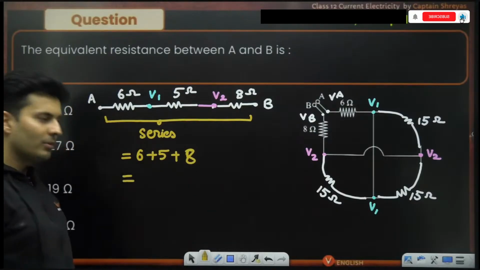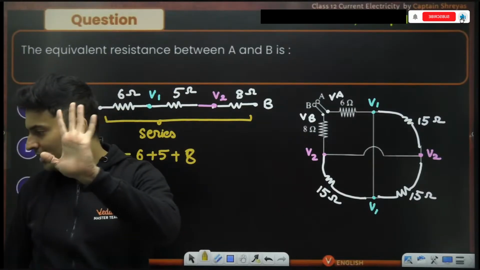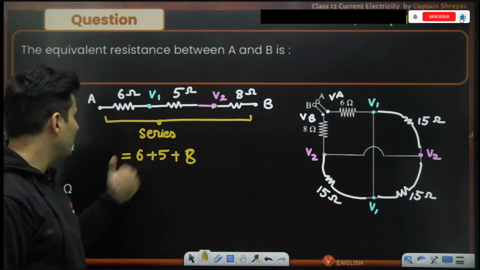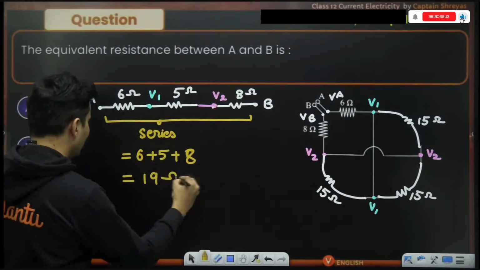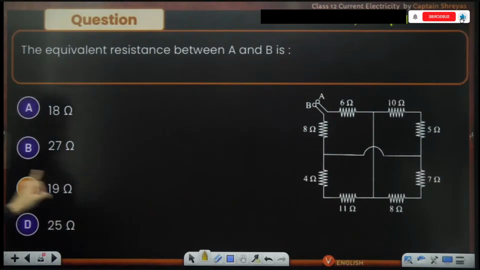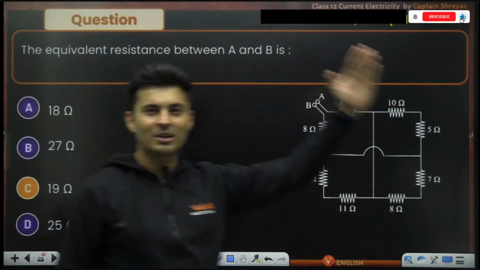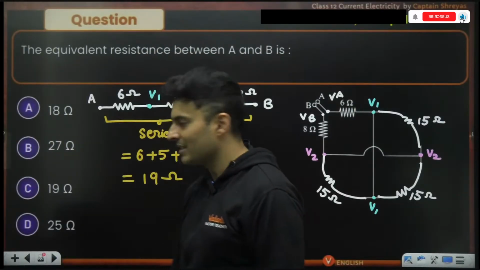Is that right? Everybody with me? Understood? Clear? Okay. So 6 plus 5 is 11. 11 plus 8 is basically 19 ohms. So the final answer is option C, which is 19 ohms. Okay, that's how you do it.